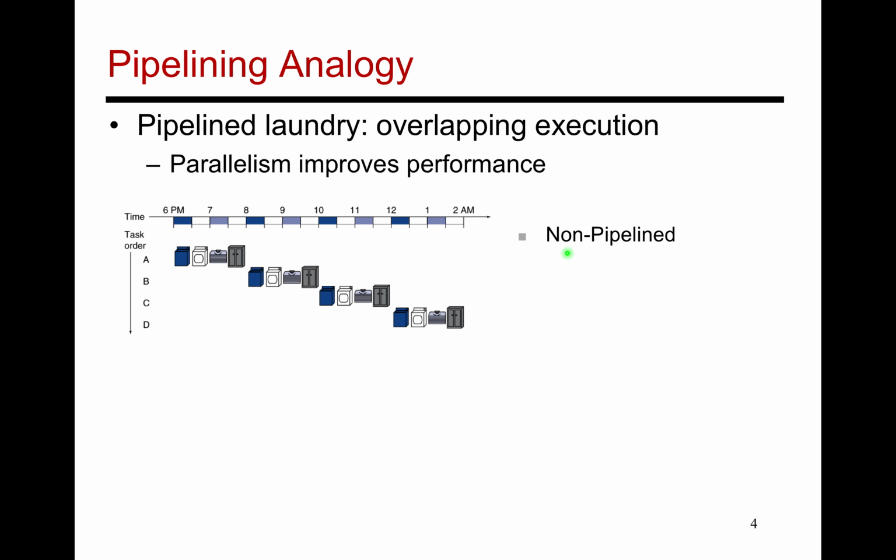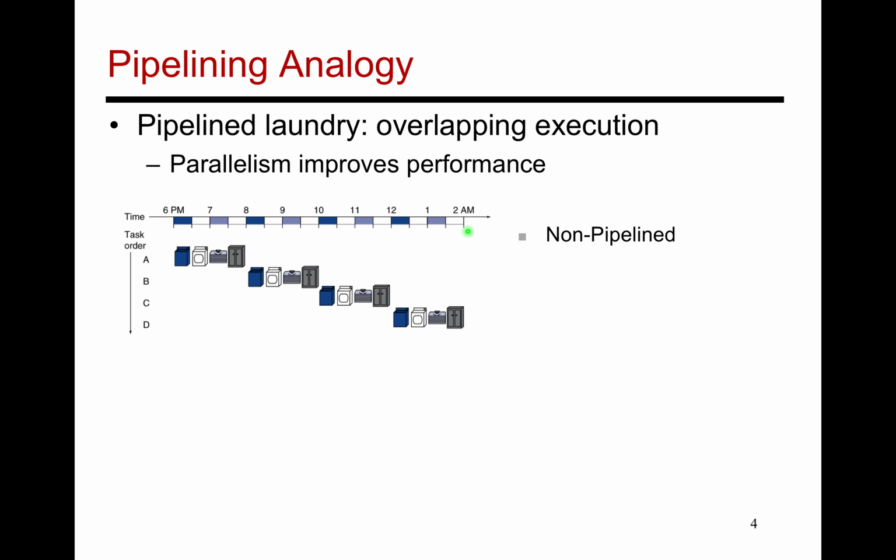In the case of the non-pipelined operations, and this is similar to the non-pipelined MIPS data path, we do one instruction at a time, or in this case, we do one load at a time. So we start the first load here, and we finish it after 2 hours. Then we begin the second load by putting it in the washer and then going through the drying and folding and then putting away. And then we start the third one and so on. So in this non-pipelined operation, if I start at 6 p.m., then I'm going to finish at 2 a.m. for 4 loads of laundry.